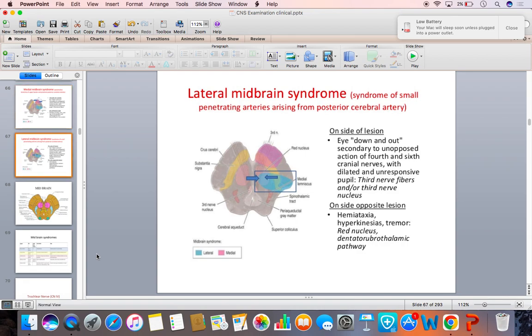Then lateral midbrain syndrome is also described as Benedikt's syndrome. It is due to the involvement of the penetrating arteries arising mainly from the posterior cerebral artery. This is a little more extensive lesion involving the fibers of the third nerve besides the red nucleus and the substantia nigra, thereby resulting in tremor, hyperkinesia, and hemiataxia.